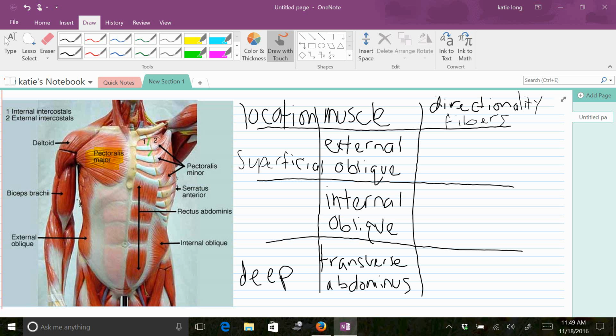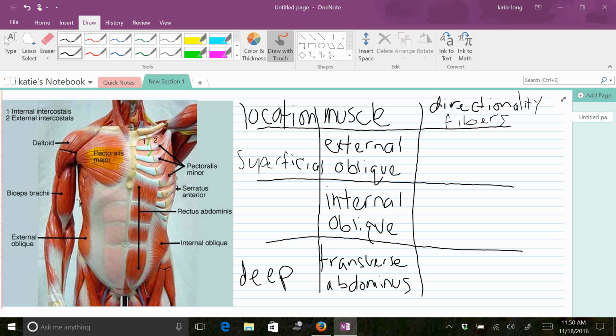Okay, so directionality of fiber. When you're looking at the muscle, you can actually tell which muscle is which based on which way the fibers are going. Especially if you have a model where your abdomen pops off and you're looking at your external oblique, internal oblique, and transverse abdominis internally, looking deep to superficial. Looking at the directionality of fibers is helpful. It's also helpful looking at it from this view.